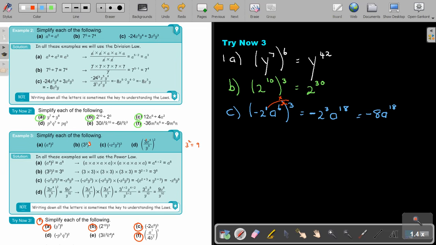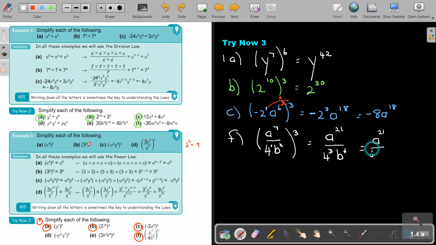Let's move to the next one, number F. So number F is a to the power of 7 divided by 4b squared, to the 3. In this case, it's going to be 7 times 3, 21. Now don't forget that exponent is 1. So it's 4, 1 times 3 is 3, b, 2 times 3 is 6. And now I can simplify it to a to the power of 21 over 64, b to the power of 6.